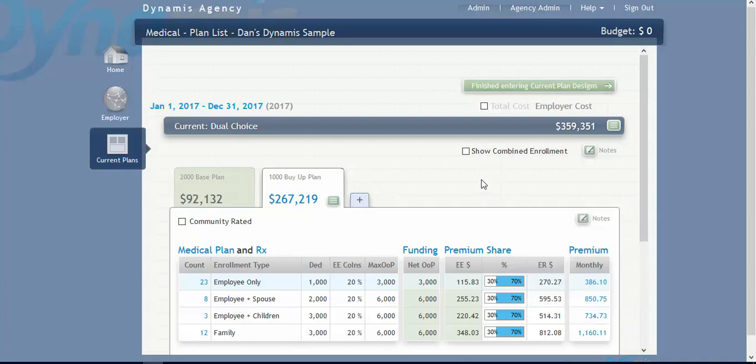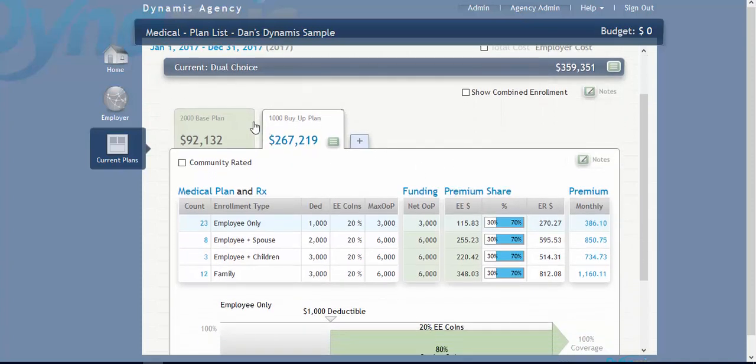And combined enrollment comes into play when we have more than one plan design in a plan group, like our dual choice here. You'll notice we entered specific enrollment counts. So the employer cost of each plan design is based on those specific enrollment counts assigned to each plan design. And if we think about where those counts come from, most likely they come from the incumbent carrier when they generate the renewal. They take a snapshot of the enrollment, and that's what they put the renewal package together with.